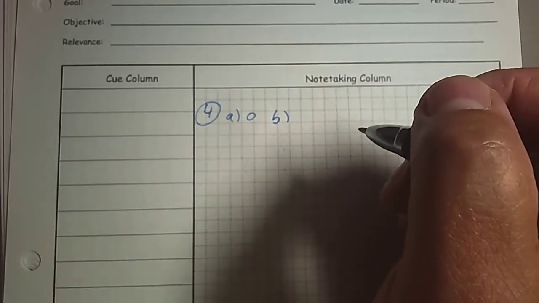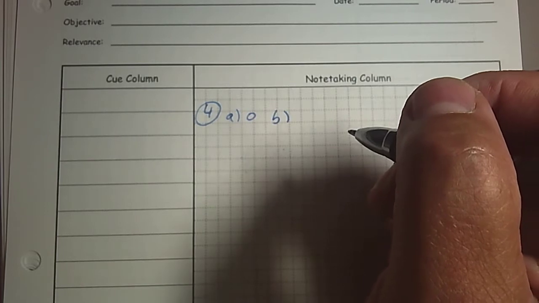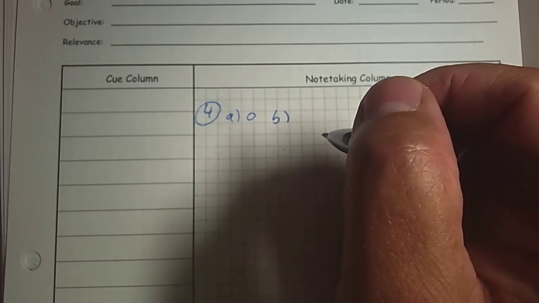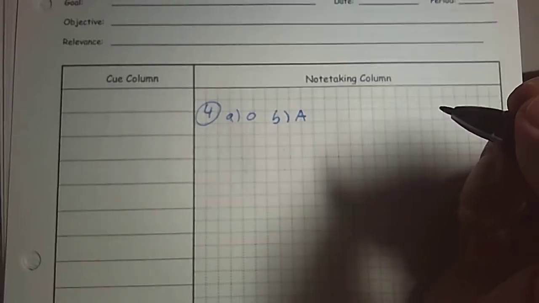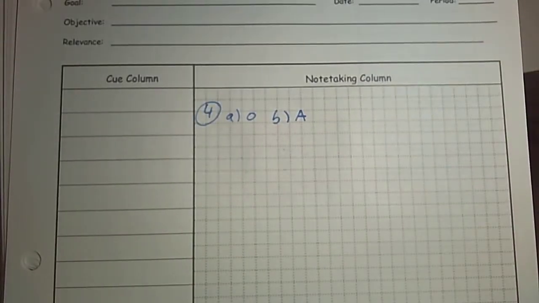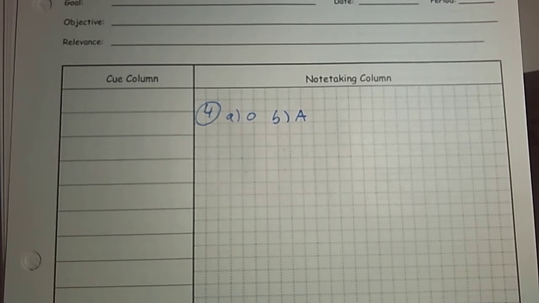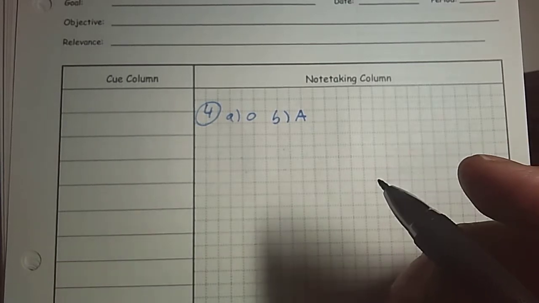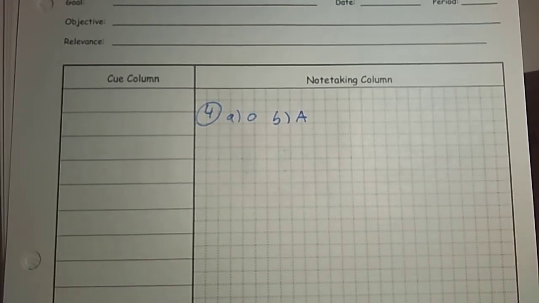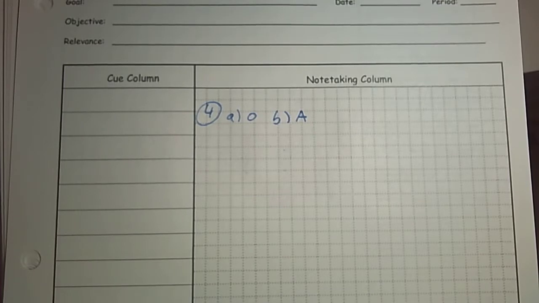B. It says, what was the car going faster at A or at B? And what you're looking for is what is the slope is steeper. So when you look at A or you look at B, the car was going faster at A because it is a little bit steeper at A than it is at B, where B is a little flatter. So the steeper the graph, the faster it's going.